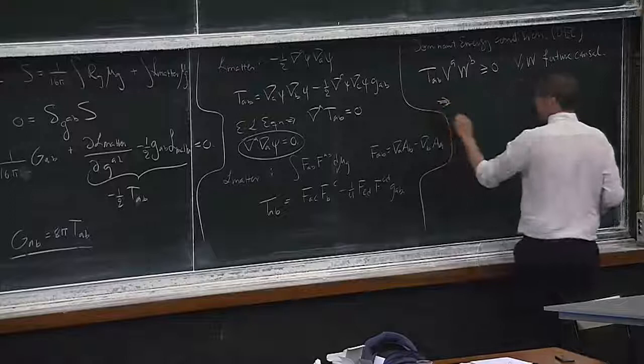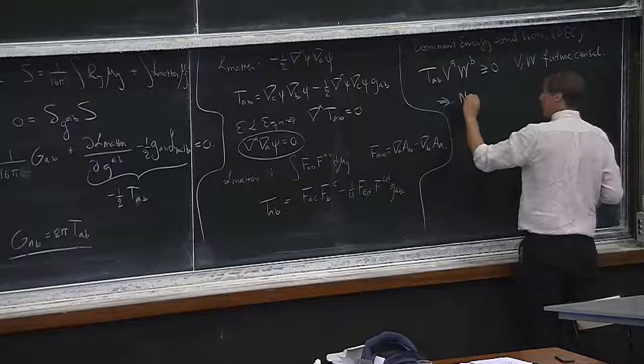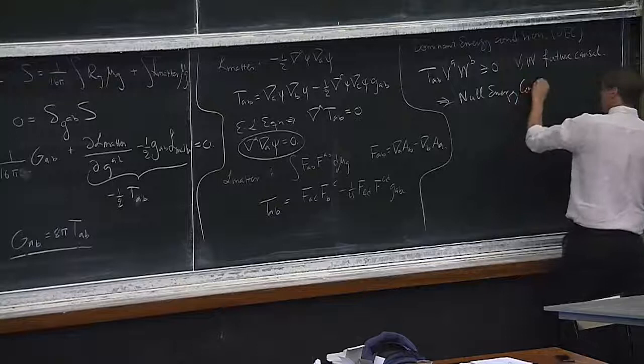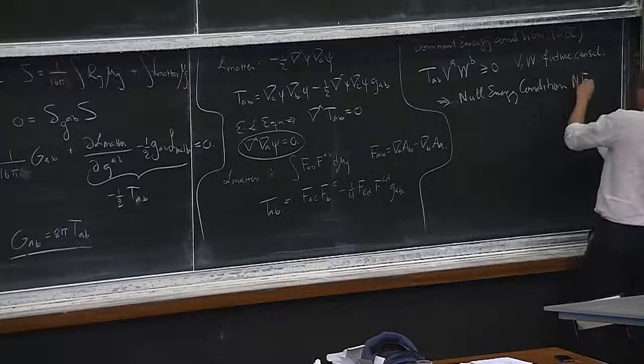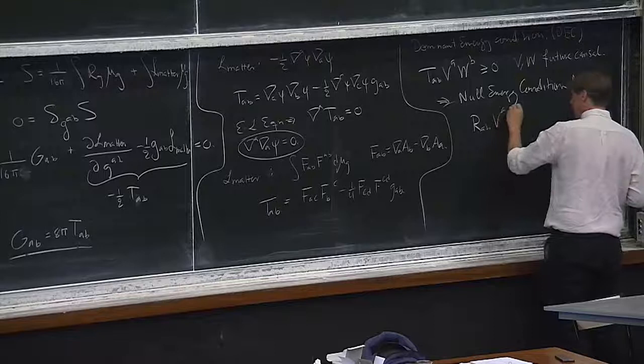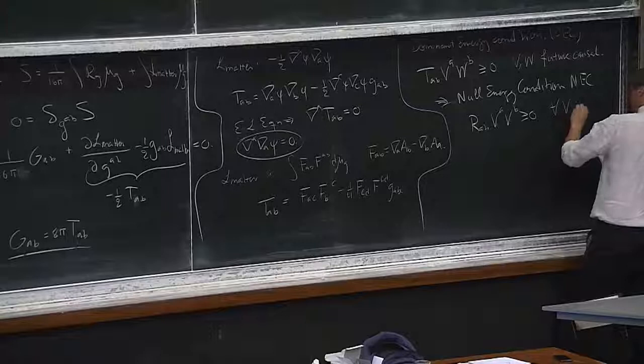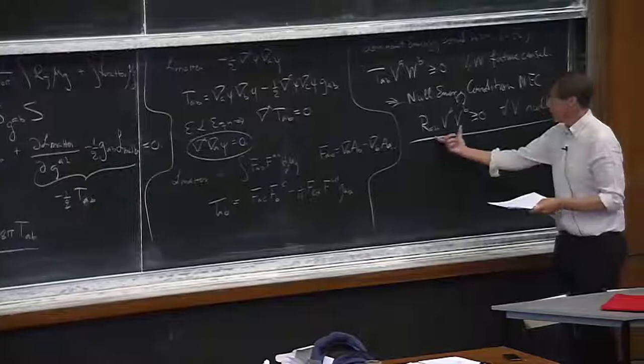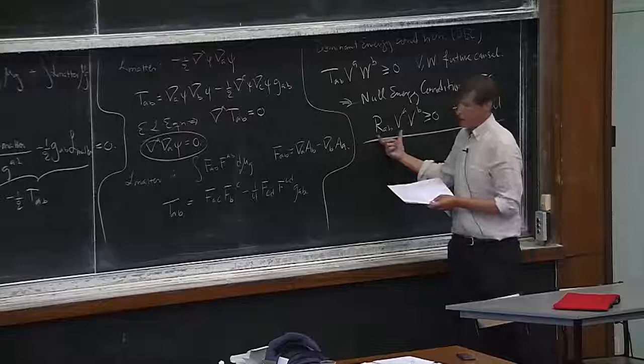if we have a version of the Einstein equations, that the null energy condition holds, and this says that R_AB V^A V^B is greater than or equal to zero for all V which are null. Okay? And so if you have this positivity condition on the Ricci tensor, even in the Lorentzian case, you can do comparison theory for geodesics.